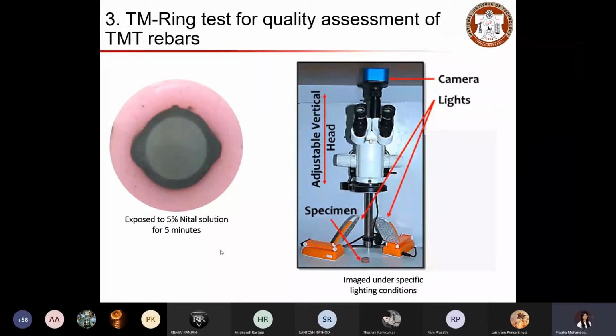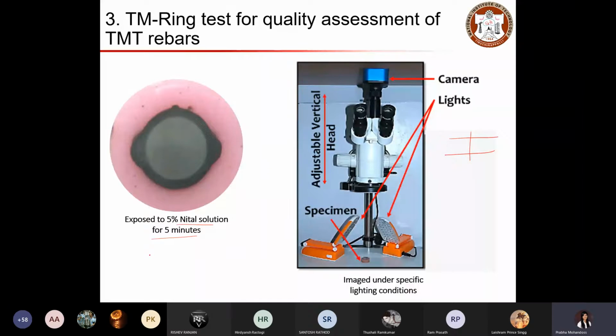So here you can see a test setup that you can use for assessing the two phases that you can look at in a TMT ring bar. So, the TM ring test for quality assessment of TMT rebars. What you have to do is cut a cross section from the rebar and prepare a sample. You keep the cross section inside a rubber mold, and then expose it to 5% nital solution and keep it for 5 minutes. So there is an etching process that reacts, and that shows this cross section clearly.